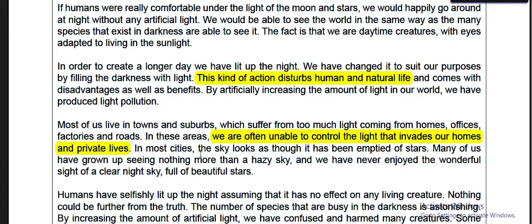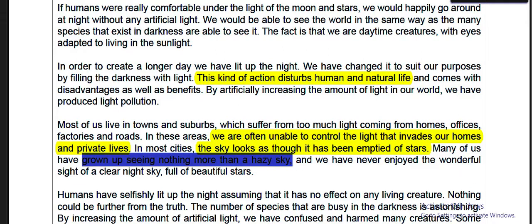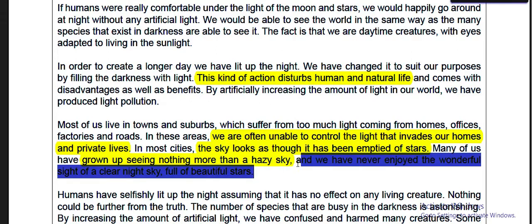Alright, so in most cities the sky looks as though it has been emptied of stars. Okay, so that's another point there. Many of us have grown up seeing nothing of the sky. Okay, that's another point given there. We have never enjoyed the wonderful sight of the night and beautiful stars. Another point given there. So you must be able to write them out in your own words.